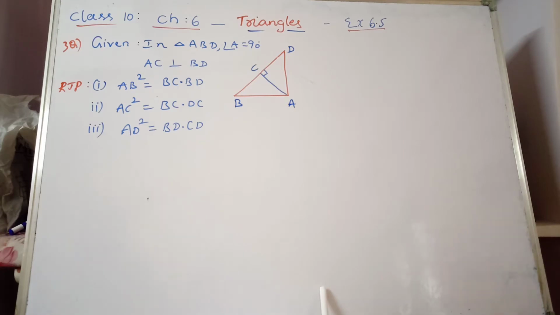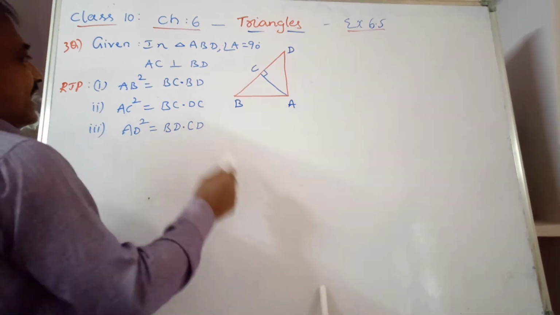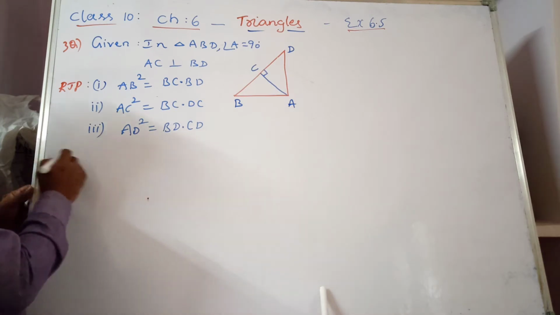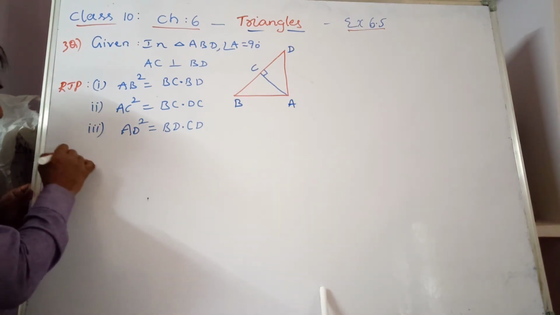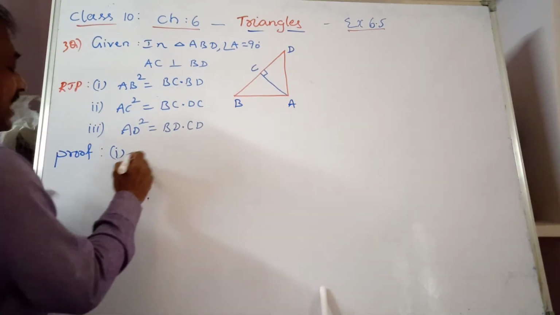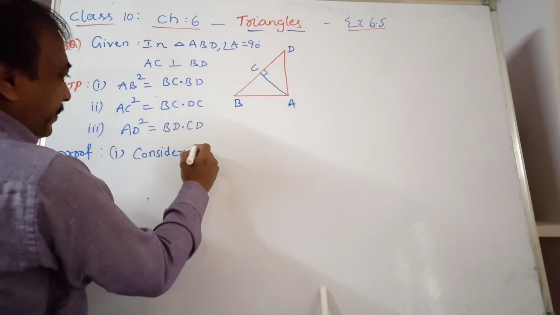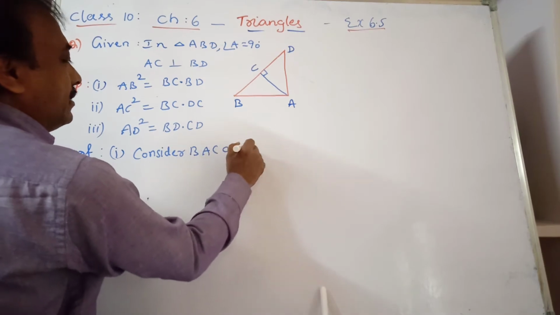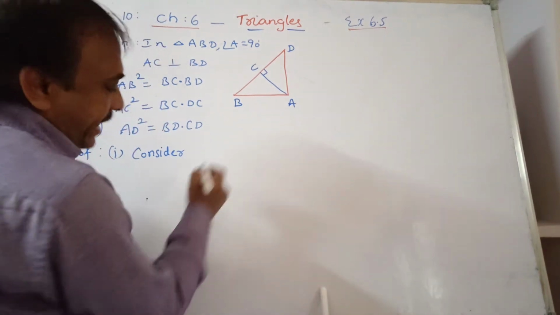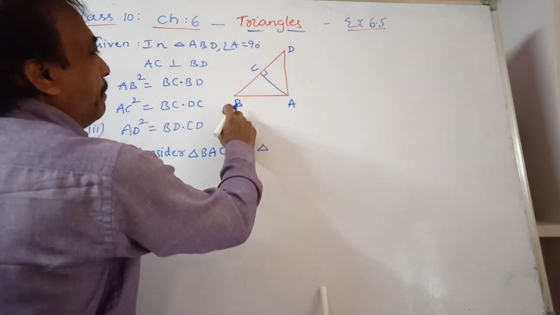Look here. In triangle ABD, the right angle is at A, that is 90 degrees, and AC is perpendicular to BD. We have to prove all this. For proving the first one, consider triangle BAC and triangle BDA.